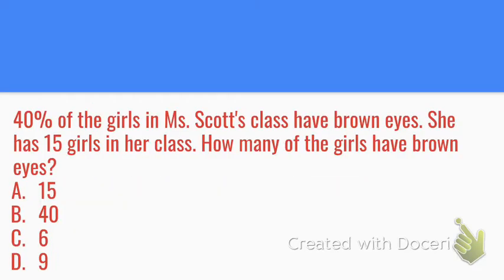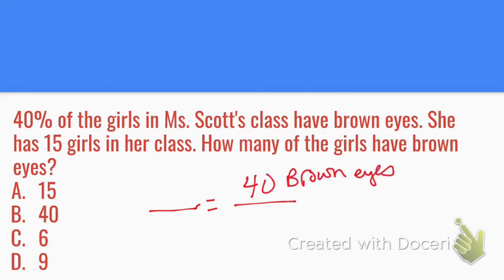Okay, next problem here. 40% of the students in Miss Scott's class have brown eyes. She has 15 girls in her class. So how many of the girls have brown eyes? So 40% have brown eyes, out of 100%. Now there are 15 girls. That's not the part that has brown eyes. That's the whole amount of girls.